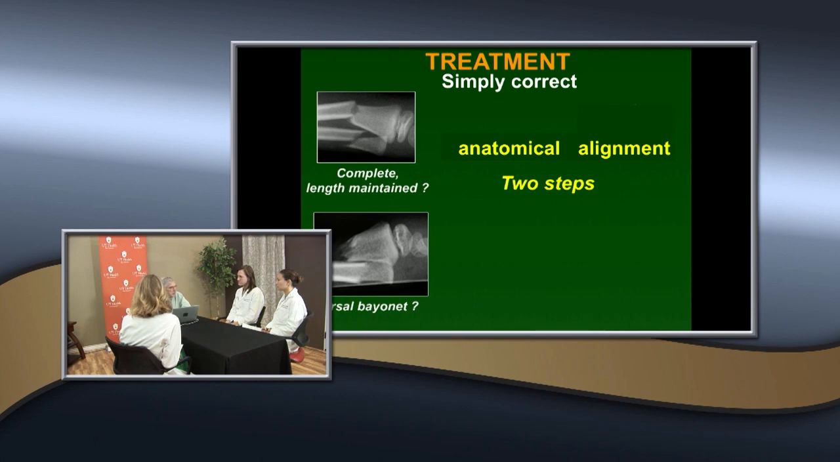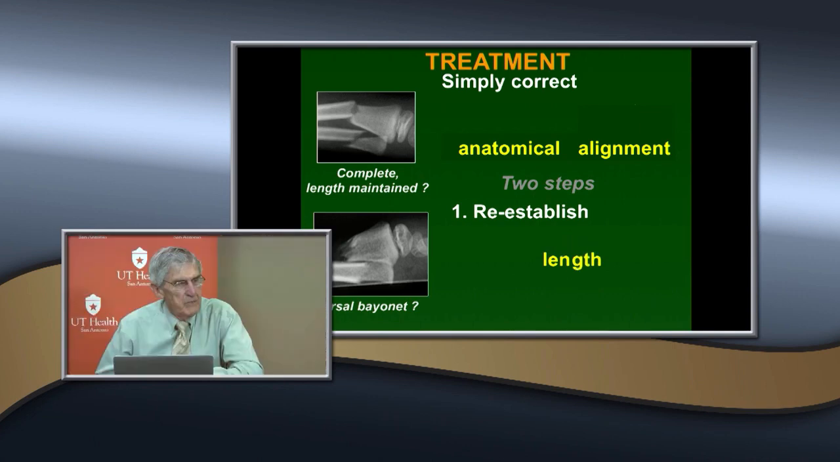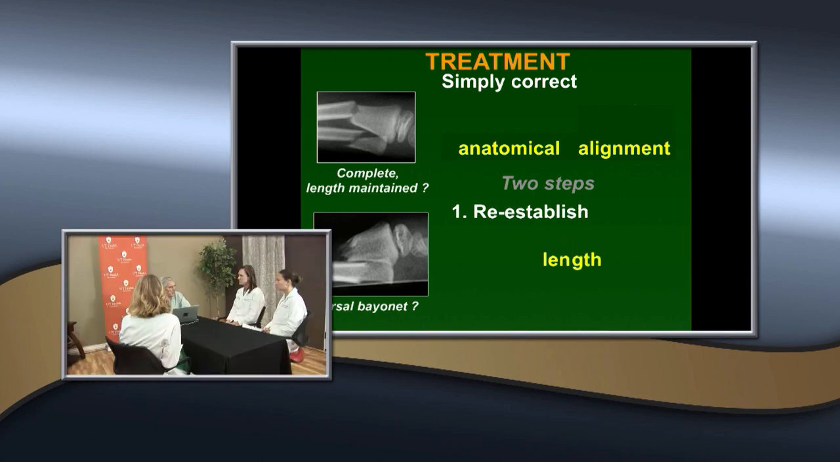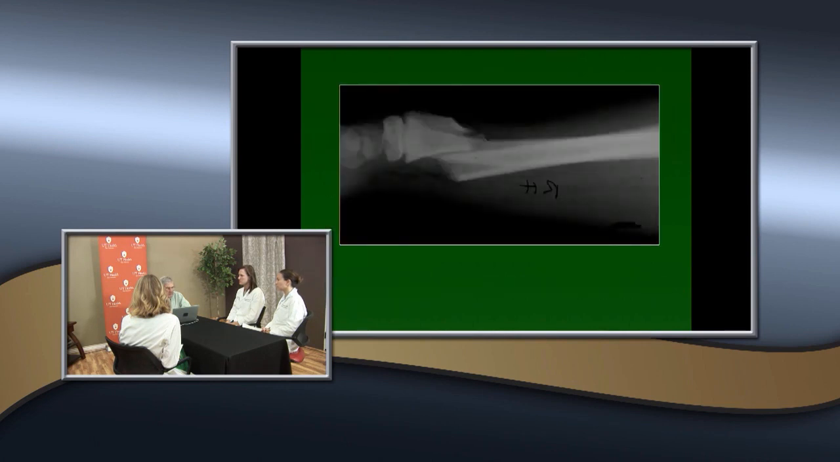You have to do two steps. What's the first step? Traction. Yeah, the first step is that you have to reestablish the length. Then what do you have to do? You correct the alignment. Yeah.